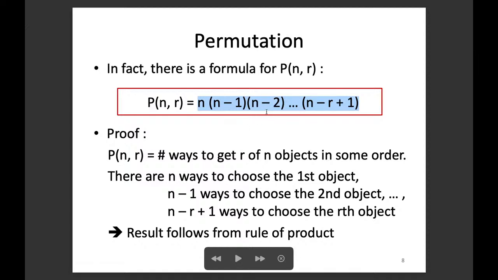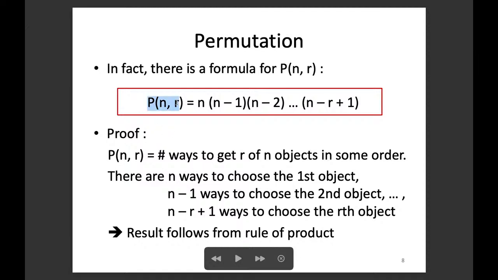Usually there is a notation for this one. I think I have described this in the OCW recording. We can write this as N to the power R, but with a bar below R. We call this the N falling power of R. So why do we start from N and why are there R terms multiplying to each other? It is coming from this proof.